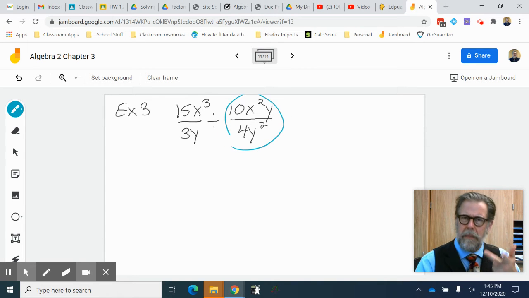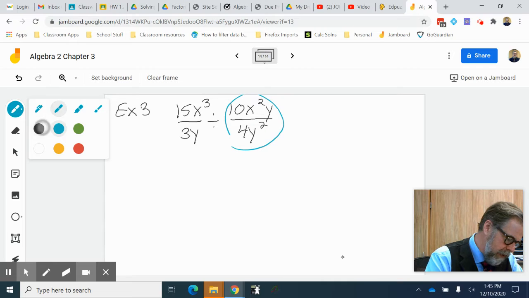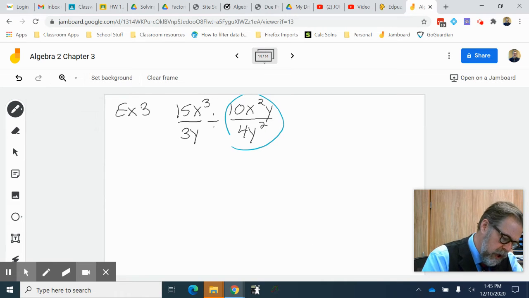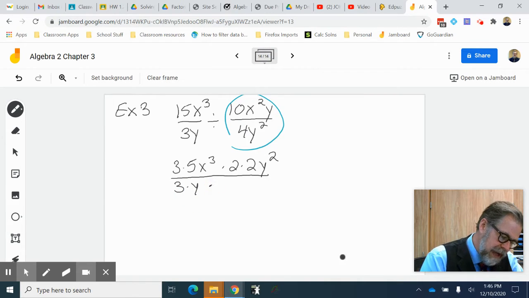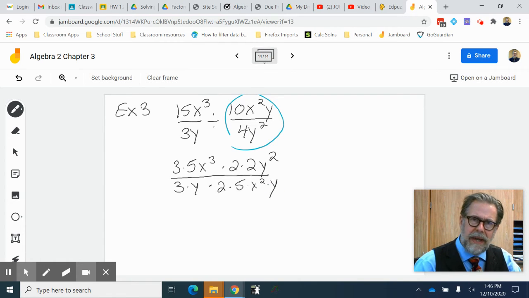But I'm going to go ahead and factor everything as I flip and just do all this in one go. So 15 is 3 times 5 and x cubed. And then the 4y squared comes to the top, and I'm going to write that as 2 times y squared. The reason will become obvious in just a second. And on the bottom, I've got 3 times y times 10x squared y, which is 2 times 5 times x squared times y. And I'm now going to start collecting.